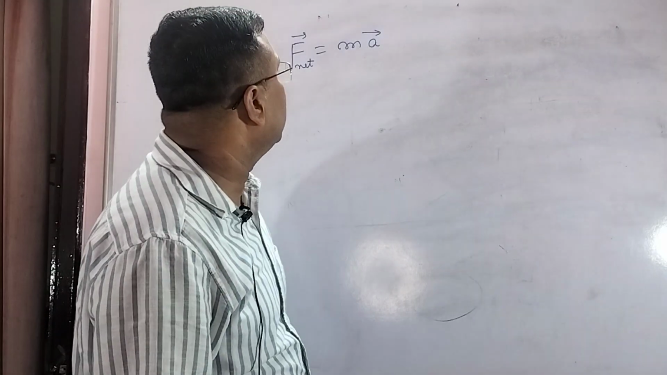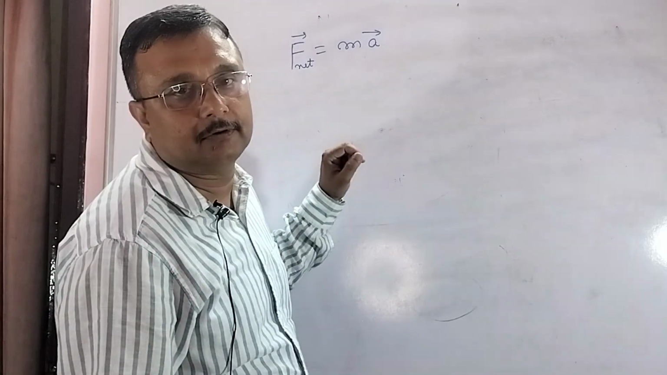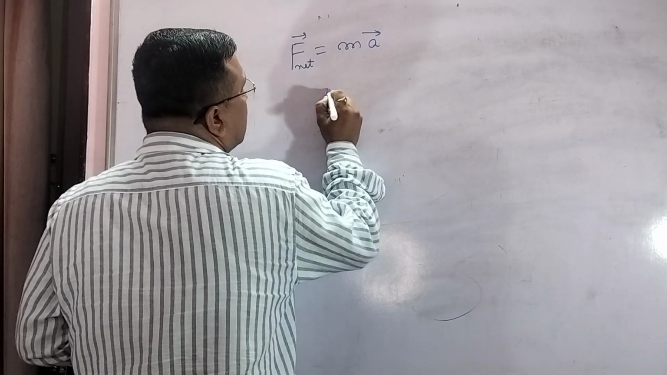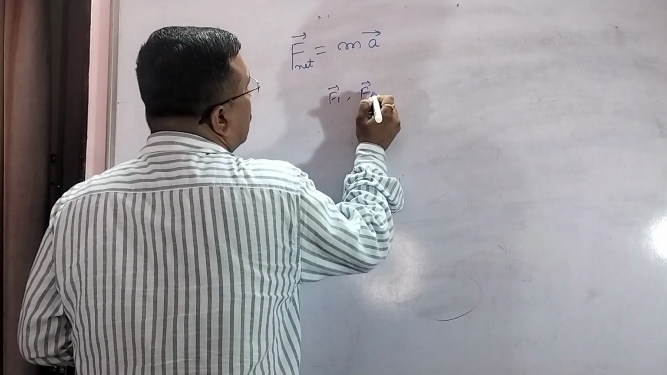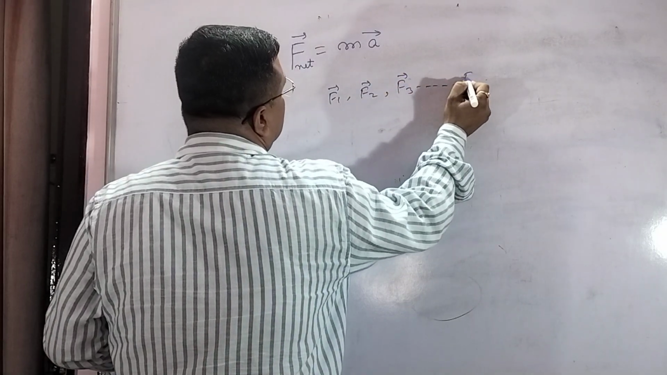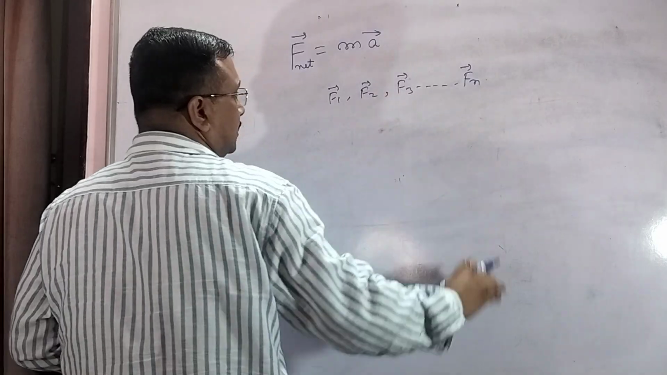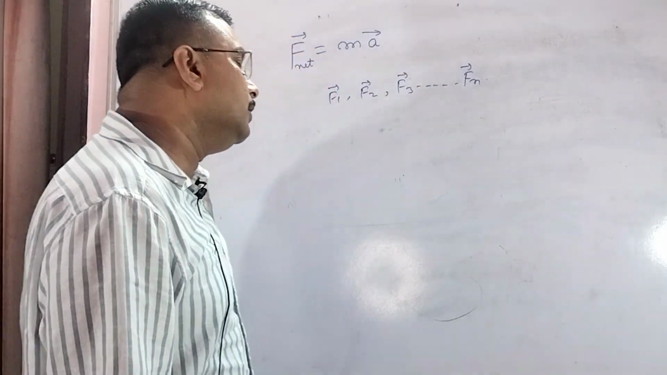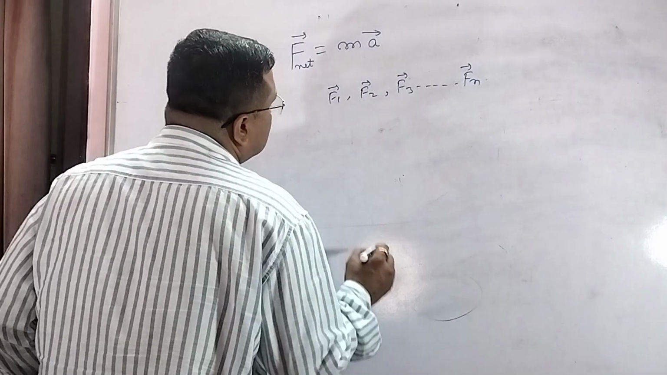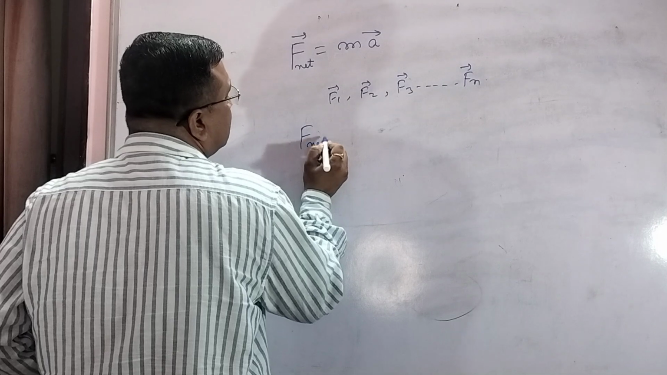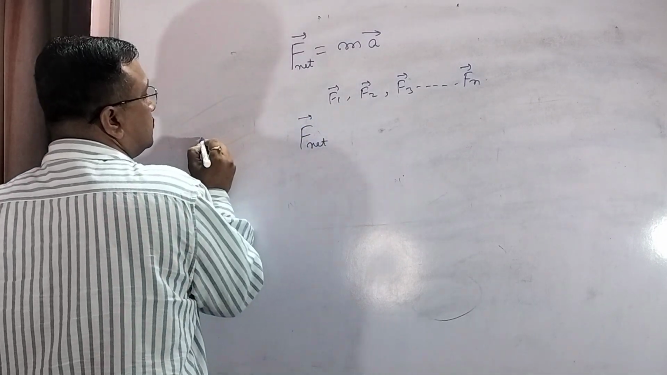We have to first find out the resultant of the forces. Suppose there are a number of forces F1, F2, F3, and so on up to Fn acting on the body. We shall try to find out the value of F net. F net means the resultant force.